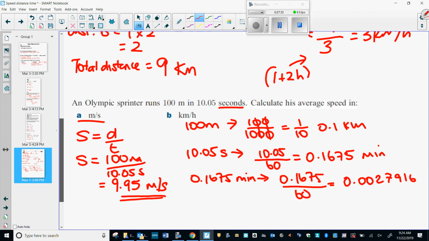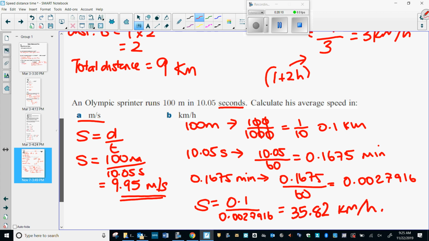So now we can actually work out our speed. So our speed is the 0.1 over the 0.00279116. Okay, what do we get for that? 35.821, is what Lily said. Okay, so say again, 35.821. So let's just go 35.82. Okay, so that's kilometers per hour now.